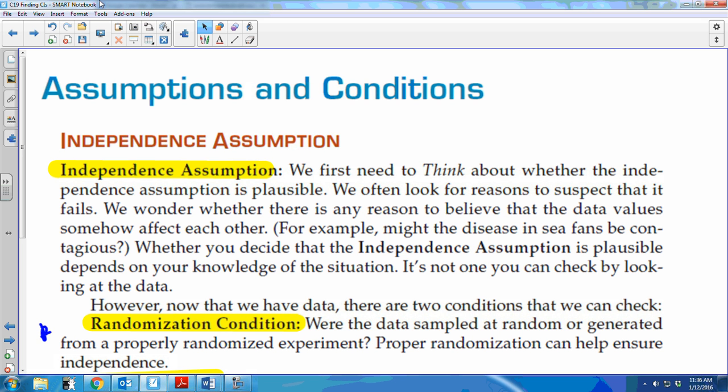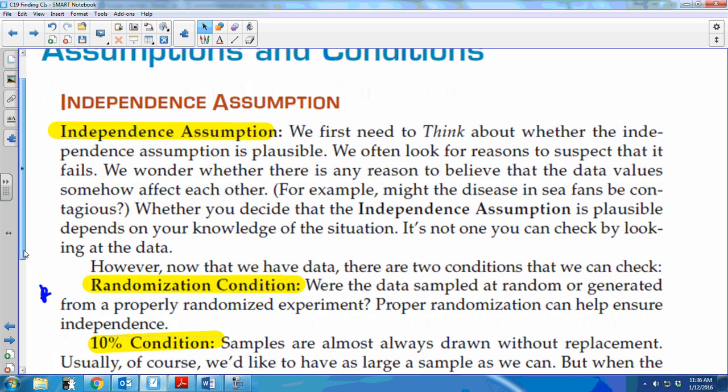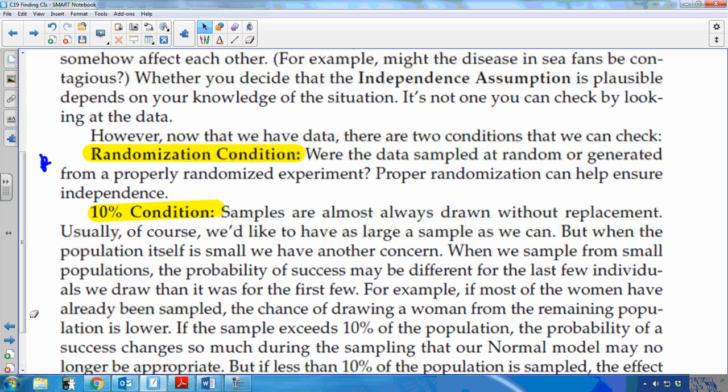So you assume independence, and you can make a statement about that if you want to. You can say we assume that the blank are independent of each other. And then you have to check the randomization condition and the 10% condition. Now, randomization. If it does not say it's a random sample, don't say it's a random sample because you don't know. If it just says they're going to select 130 cars, then you need to think about, is that 130 going to be a good representation of the population or not?